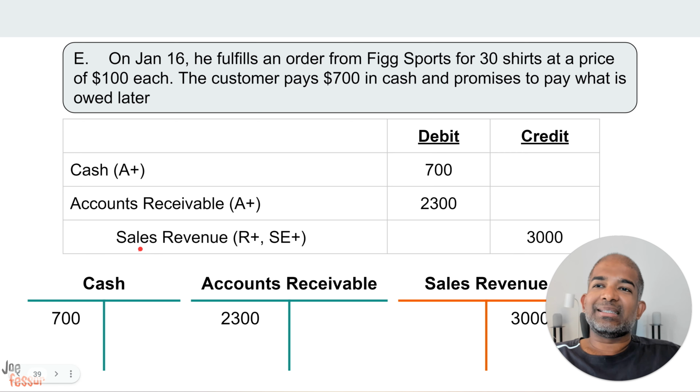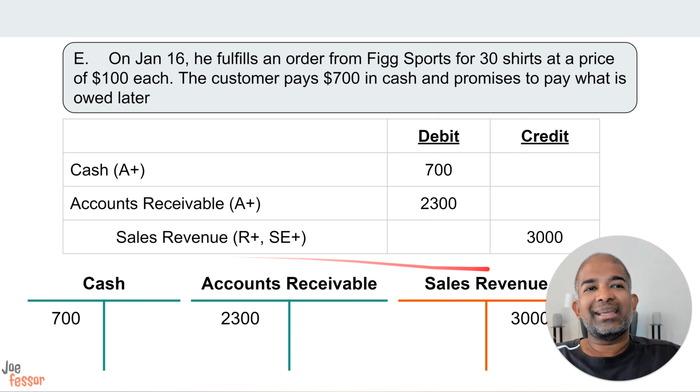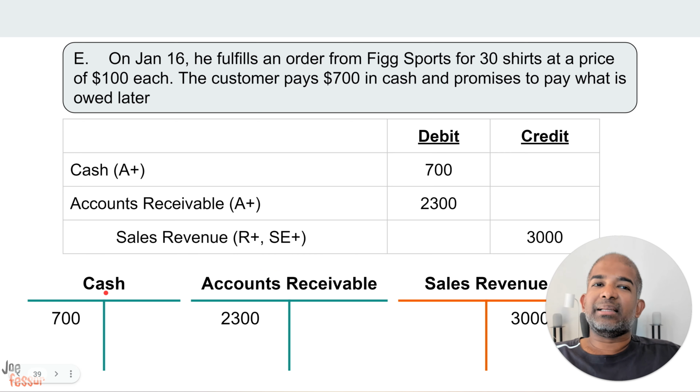On the other side, you have a sales revenue, which increases your stockholders' equity by $3,000. That account would be credited because it's a revenue account. So putting them in the form of T accounts, cash goes up 700, debited. Accounts receivable goes up by 2,300, hence it's debited. Sales revenue on the other side, which falls under shareholders' equity, is being credited by 3,000. Everything stays in balance. The total of the debits is equal to the total of credits.